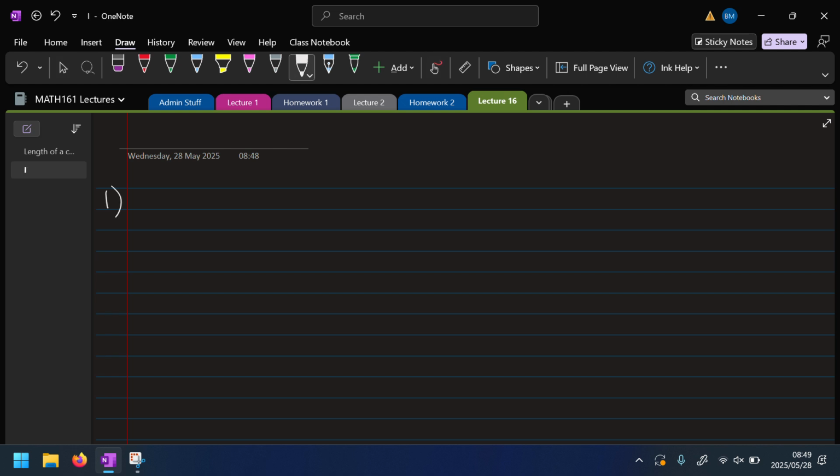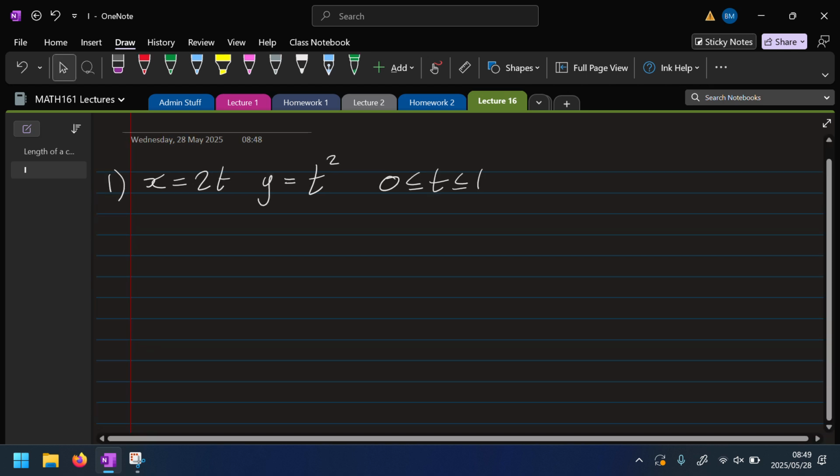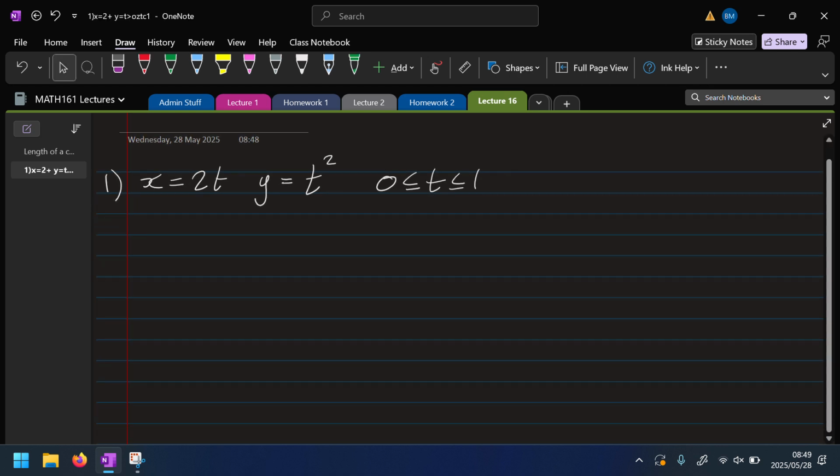So number one, we've got the following curve. x is given by 2t and y is given by t squared. So that's our parametric curve. You don't need to worry about sketching any of these. It's just given in parametric form. What we want is the length of the curve from t equals 0 to t equals 1. So that little segment, what is the length of that? Okay, so we just go through the steps.